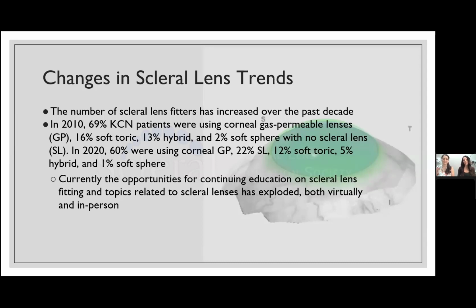There are countless ways that you can get yourself up to speed. So if you're joining us as an expert fitter or brand new to scleral lenses, because of this increase that we've seen in the trends, there are so many ways that you can learn and get better and better at fitting sclerals. And we hope that today you'll take a few things out of this lecture to bring back to your practice. And we will be around at the end to answer any other questions.